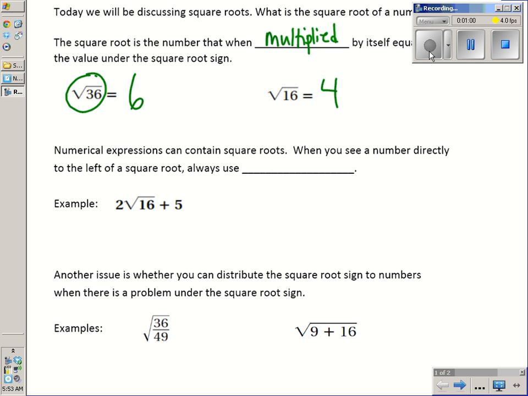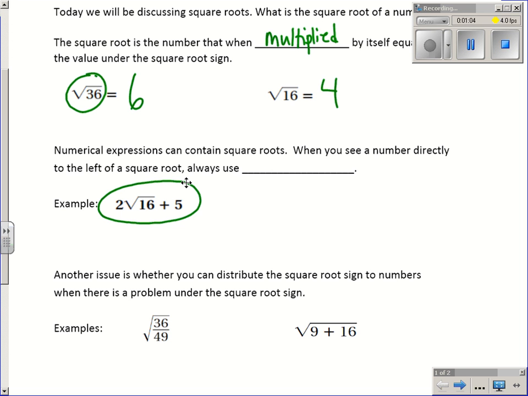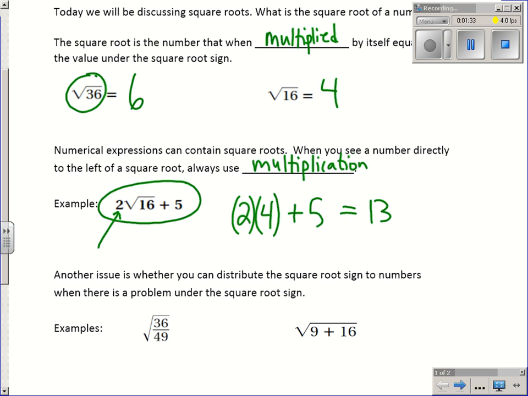Now, there can be times where you have a numerical expression, like the one down here below, that can contain square roots. When you see a number directly to the left of a square root, always use multiplication. So you want to find the square root of the number that's in the radical, which is 16. The square root of 16 is 4. That's going to be multiplied by the 2, and then add the 5. 2 times 4 is 8, plus the 5, and we get 13.